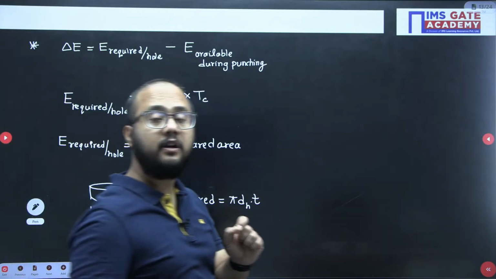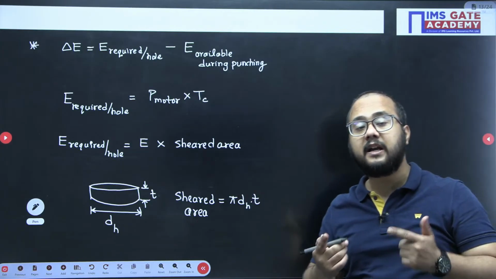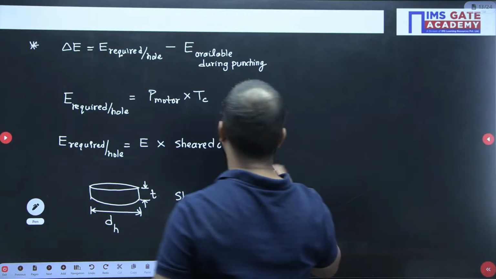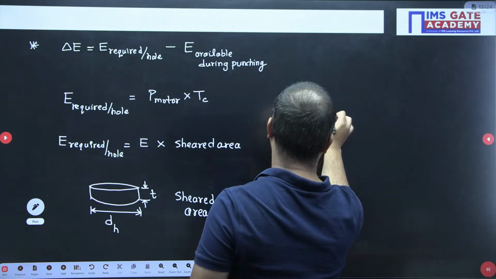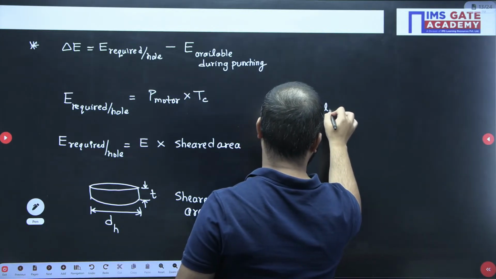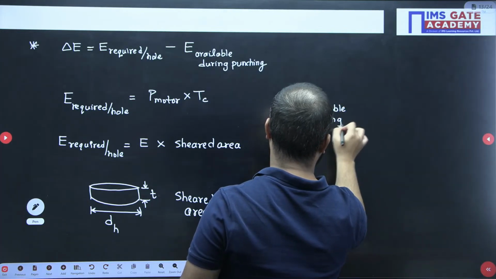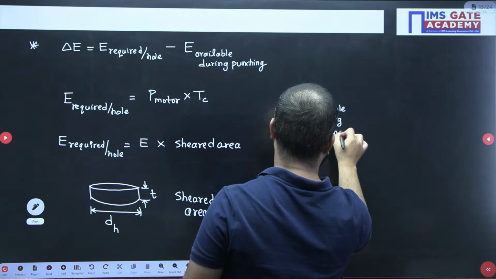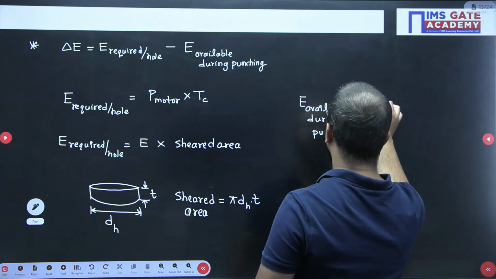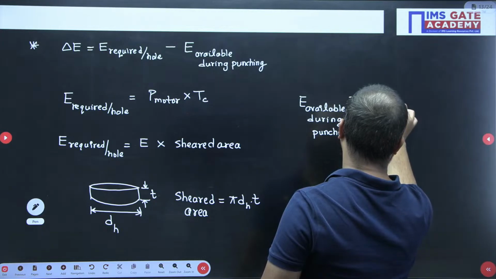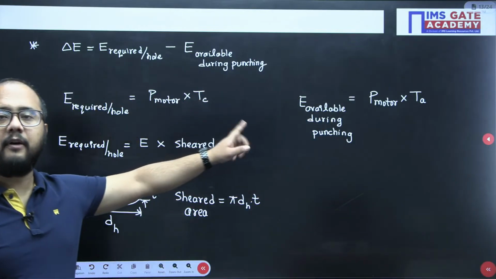Now what is energy available during punching? Energy available during punching will be power of motor multiplied by the actual time. Okay, so let us write energy available. Energy available during punching will be simply power of motor multiplied by actual time. So this is the formula we are going to use.